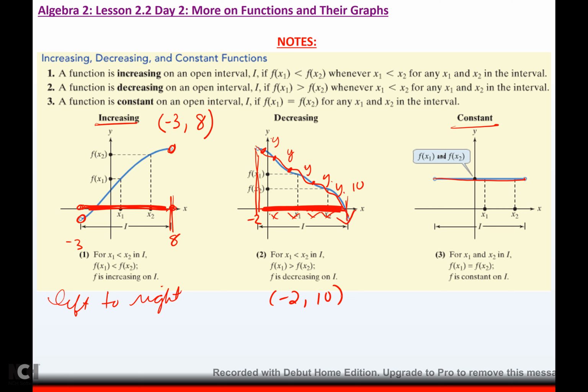Again, round brackets because those circles are open. Again, pretend that this is, I don't know, -5 and this is 2. This function is constant in the interval from -5 to 2. And again, open circles means round brackets. Okay?